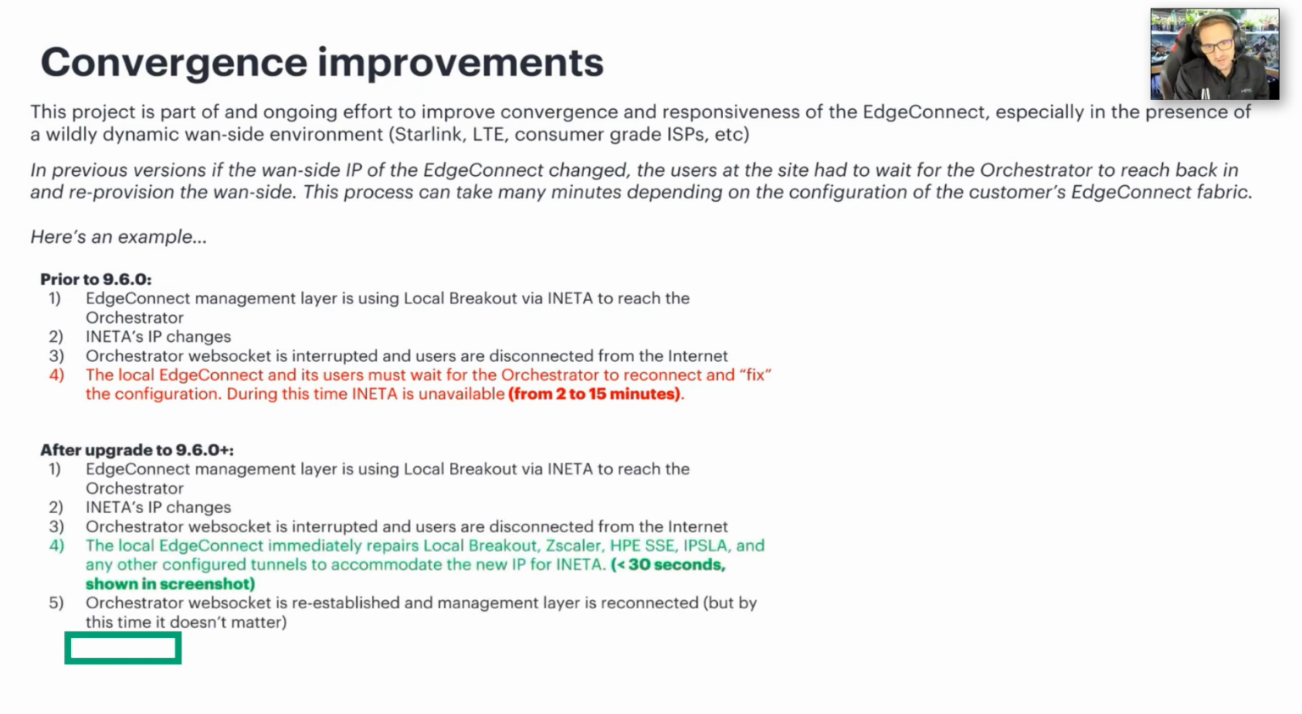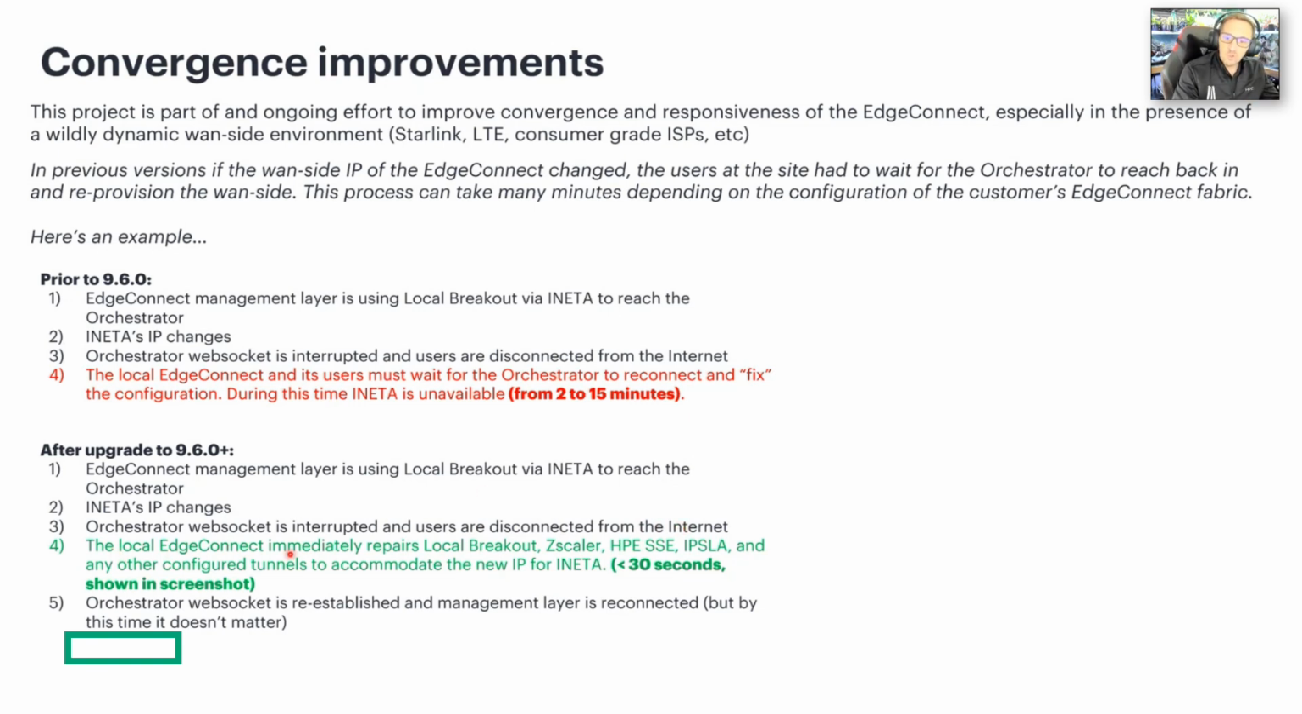So after upgrade to 9.6.0, let's look at the same situation. Step one, again, same thing. The EdgeConnect management layer and all the users at the branch, by the way, are using local breakout to get to the orchestrator through INET A. INET A's IP changes. So the orchestrator is interrupted, and the users are disconnected momentarily. Of course, necessarily they have to be. Their source IP changed, their NAT source IP changed.